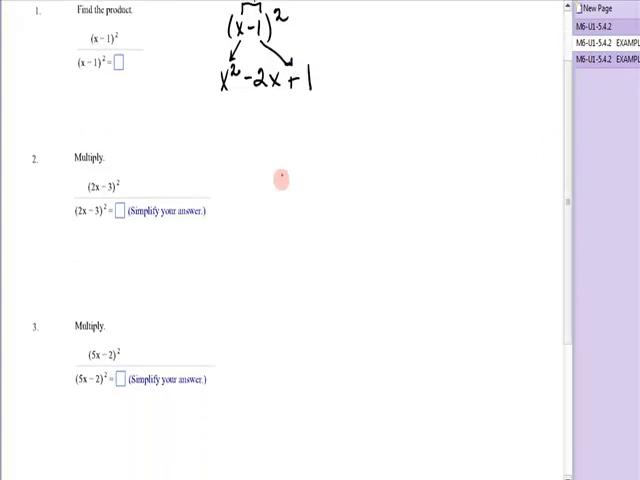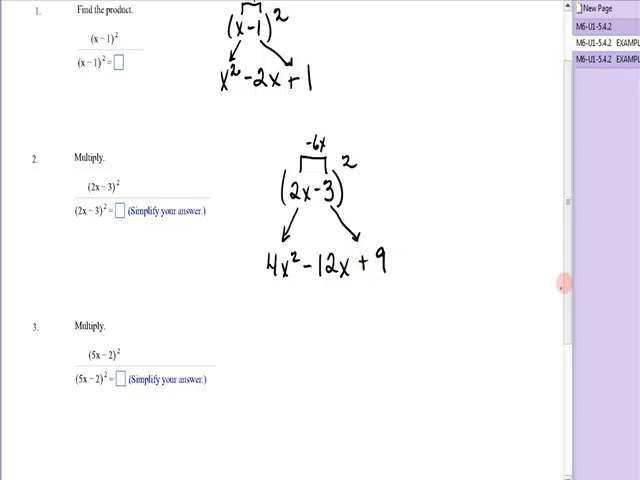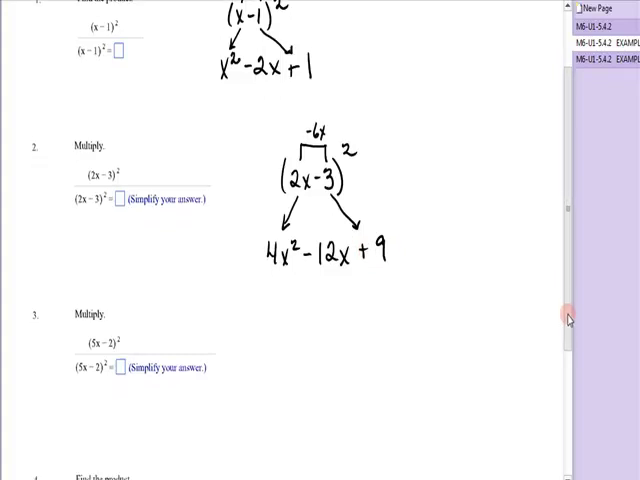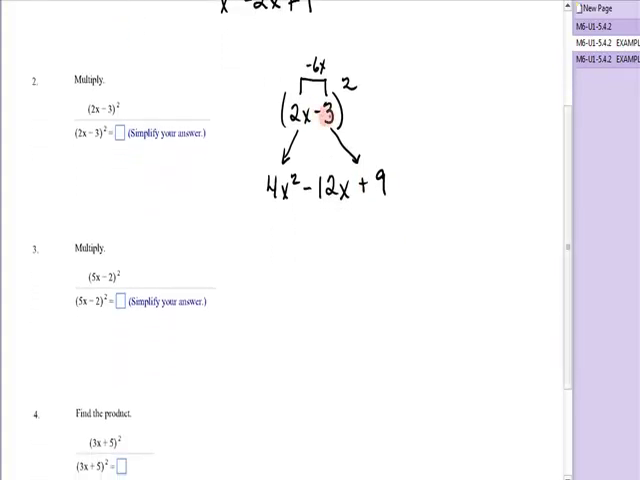All right, next one. I have 2x minus 3 quantity squared. Square the first one. 2x times 2x is 4x squared. Multiply for negative 6x. Remember that that's both outers and inners. Double it for negative 12x. Then square the last one for plus 9. This last one will always be a positive because it is positive times positive or negative times negative.